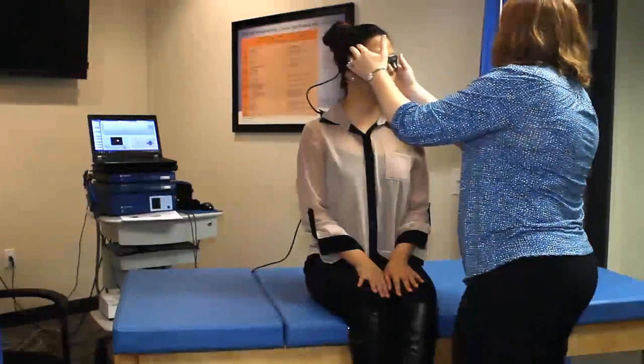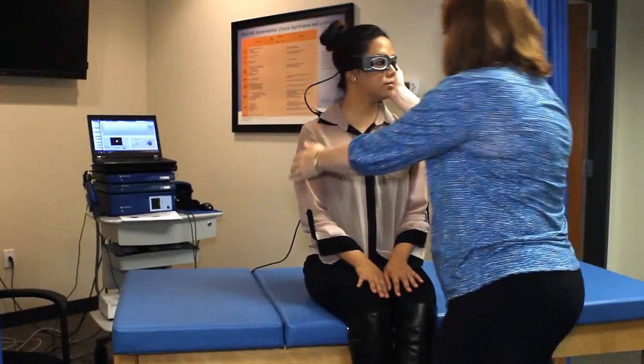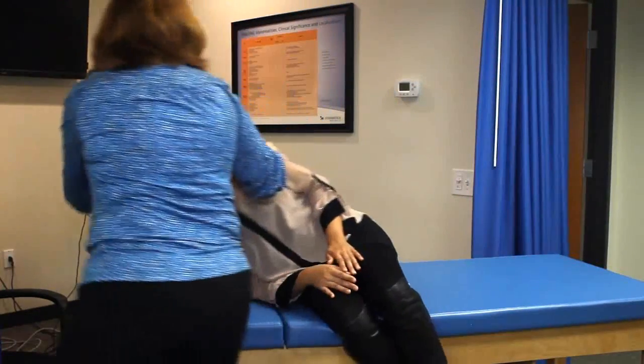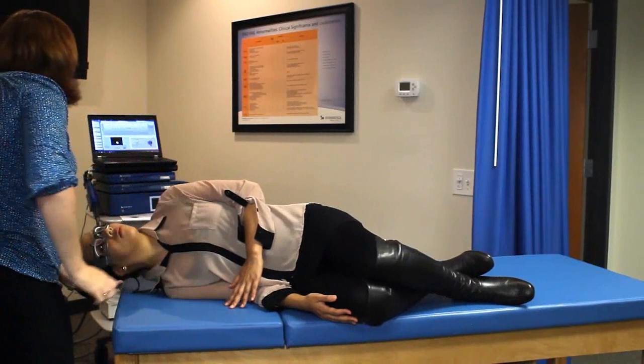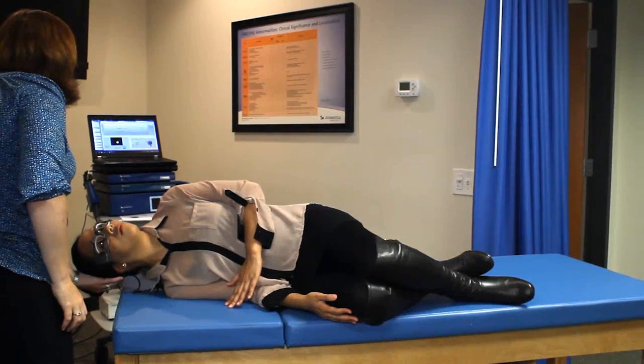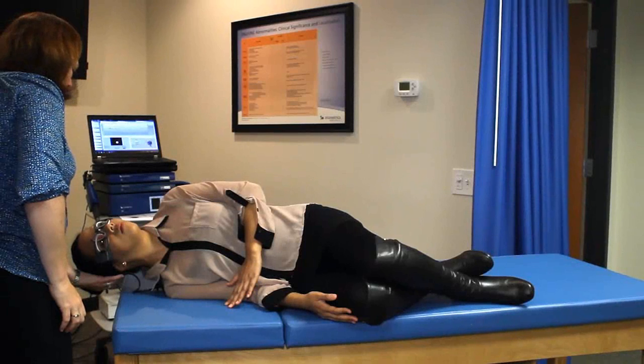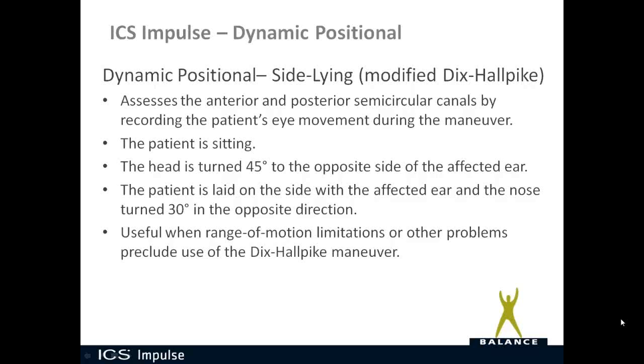The patient is sitting. The head is turned 45 degrees to the opposite side of the affected ear, so leftward or rightward. The patient is laid on the side of the affected ear, and the nose is turned 30 degrees in the opposite direction. So the nose is kind of turned up towards the ceiling.